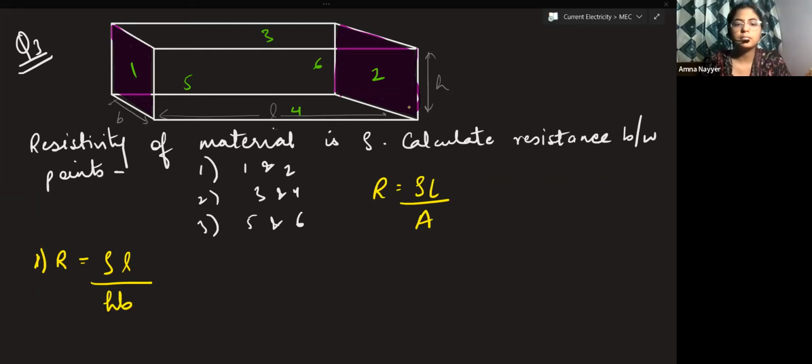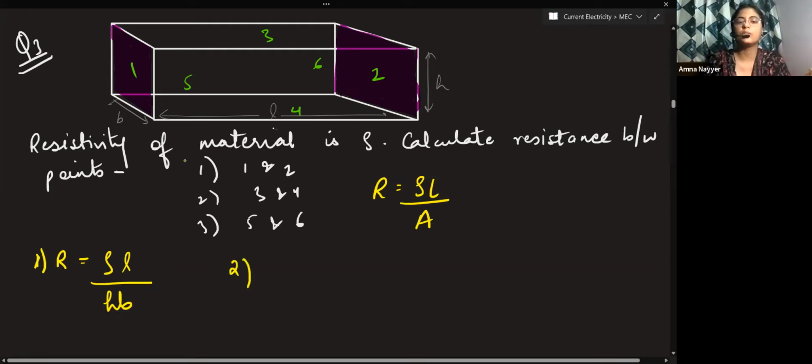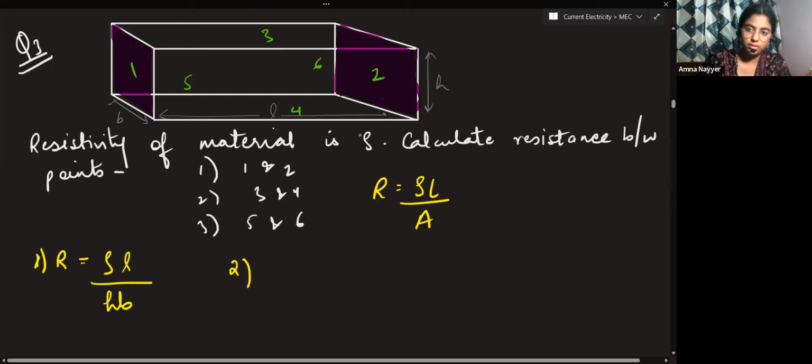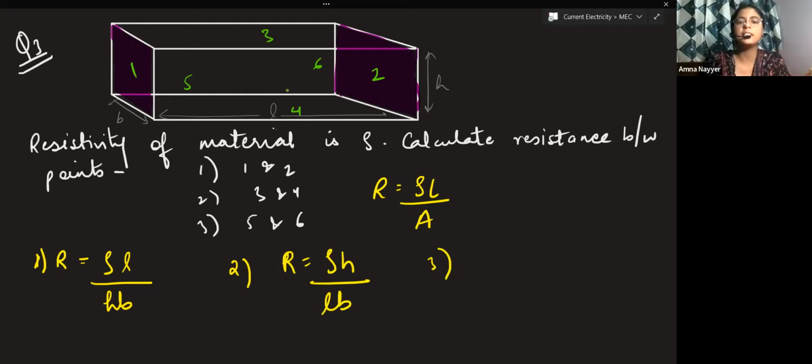Now the second part, 3 and 4. 3 means the upper face, 4 means the bottom face. What is the separation between the 3 and 4 faces? What's the length? L, B or H? H. It is H. R is equal to rho H divided by the area, which will be what? This is the length and this is the breadth. L, B. Third part is between 5 and 6.